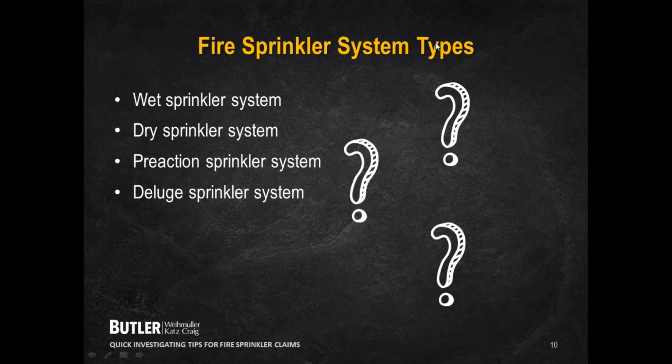And now the different types of fire sprinklers that we have are the wet pipes. The wet pipes, there's constant water in a wet pipe at all times. This is the most common that you see. It's the cheapest kind. It has less maintenance than any other system.